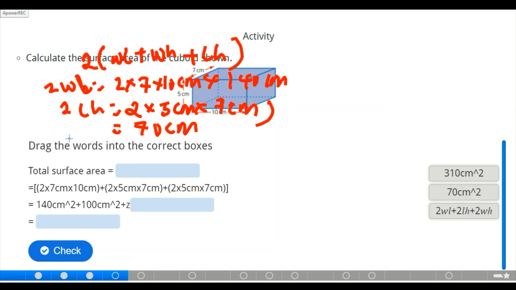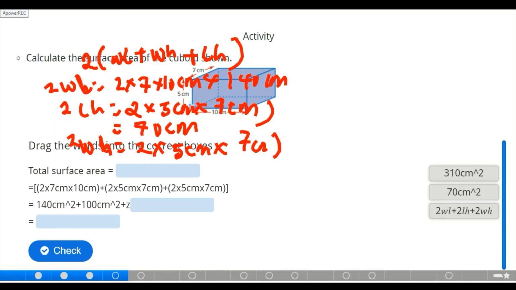So the last one here is going to be what? 2, okay, W and H. So we have it to be 2 multiplied by 5 centimeter multiplied by the width, which is 7 centimeter. Oh, we are supposed to have it to be W. We have WL, we have LH, and we are supposed to have WH.